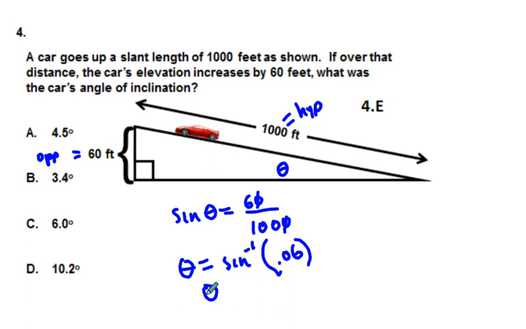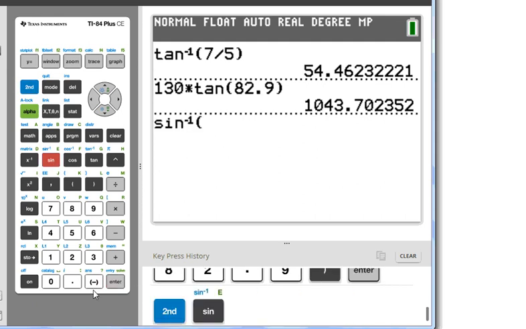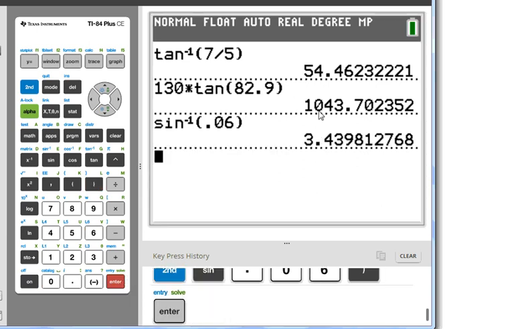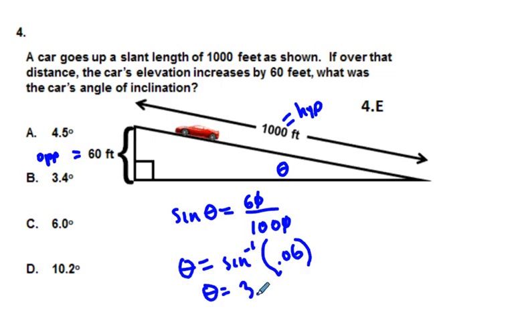So theta is going to be equal to, under our calculator, inverse sine of 0.06. Here we have, make sure we are in degrees. Yes, we are. 3.44 degrees. And that's going to be closest to answer choice B.